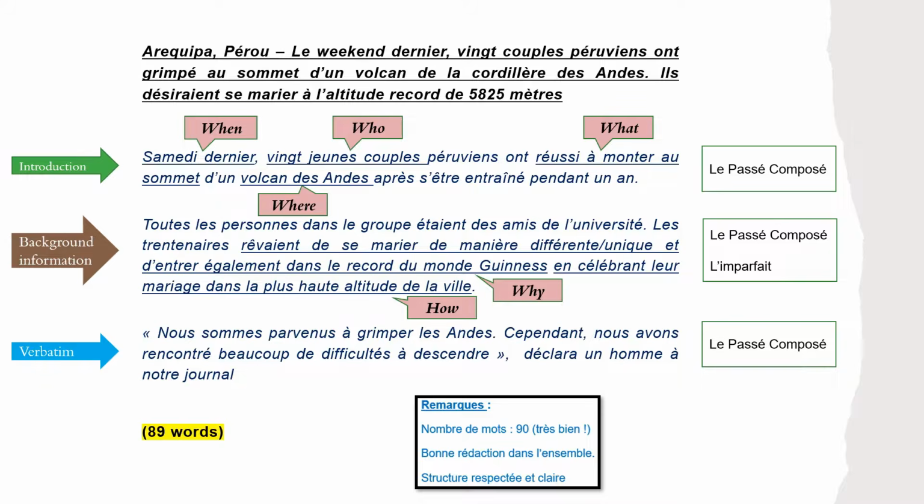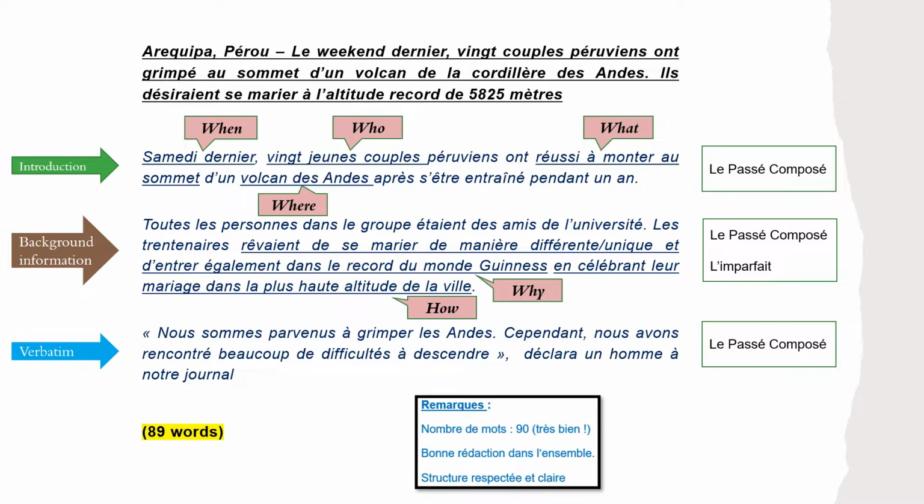So let's look at one example from my writing. In this situation, we have: Le week-end dernier, un couple péruvien a grimpé au sommet d'un volcan de la cordillère des Andes. Il désirait se marier à l'altitude record de 5825 mètres. So basically, last weekend, a couple climbed up to a record altitude in order to get married.